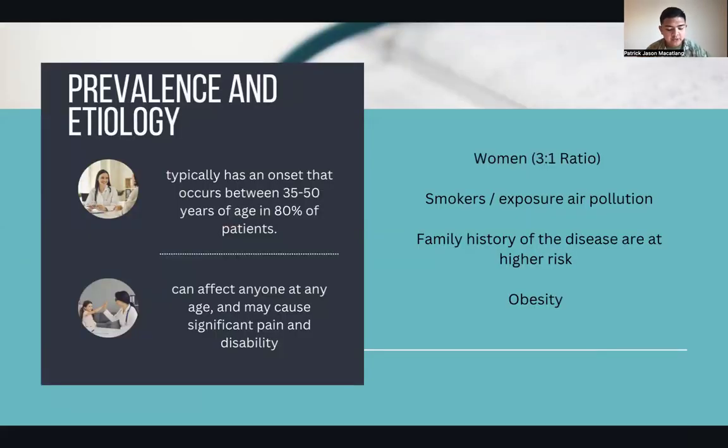Prevalence and etiology. According to statistics, in 80% of patients, the onset of RA occurs between 35 to 50 years old. However, the other 20% range from early age to retirement age, which can cause significant pain and disability to these populations. Women, smokers, individuals exposed to air pollution, having family history, and obesity are at a higher risk of getting RA.